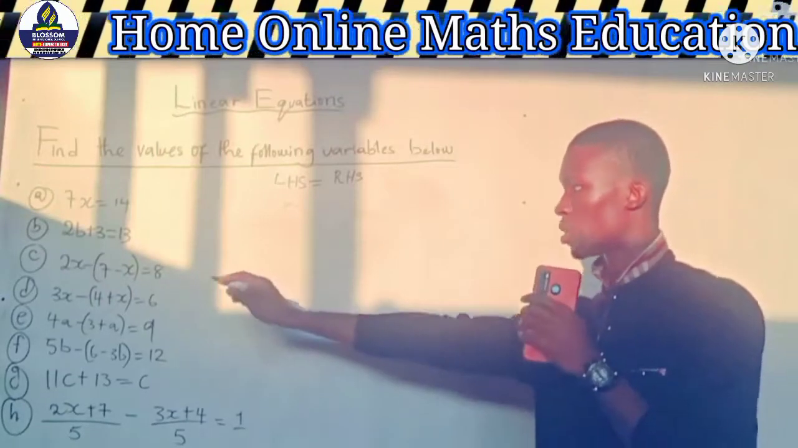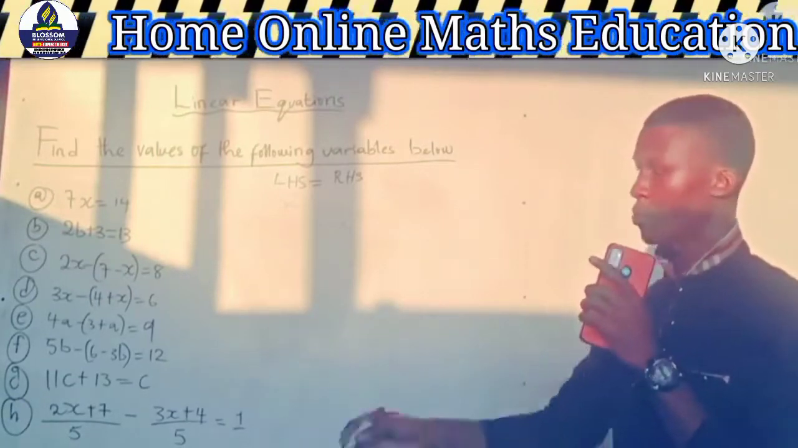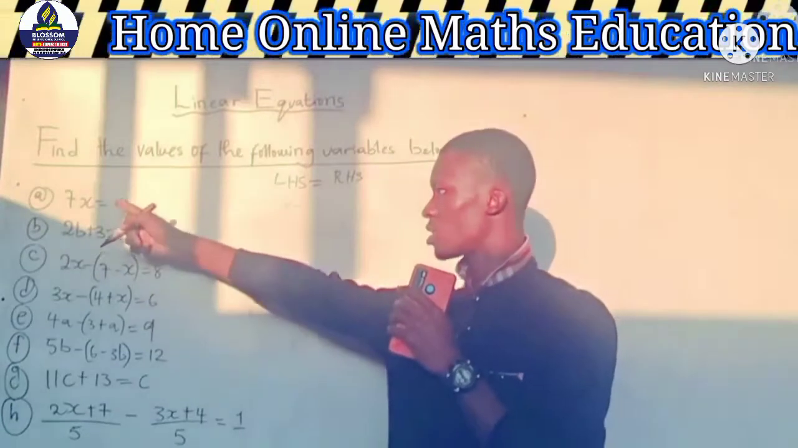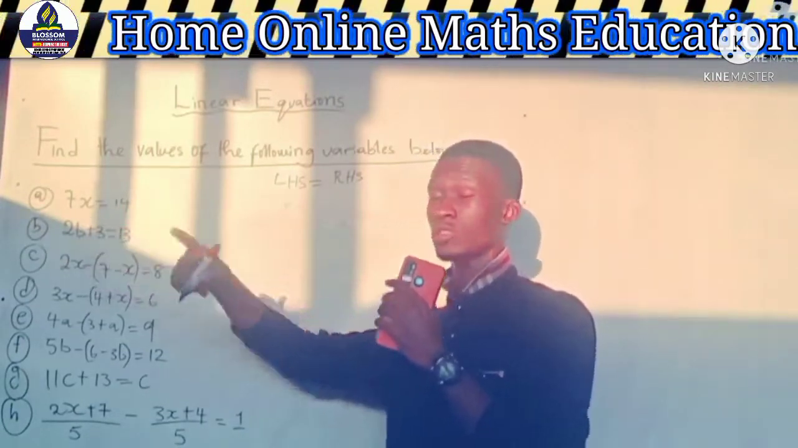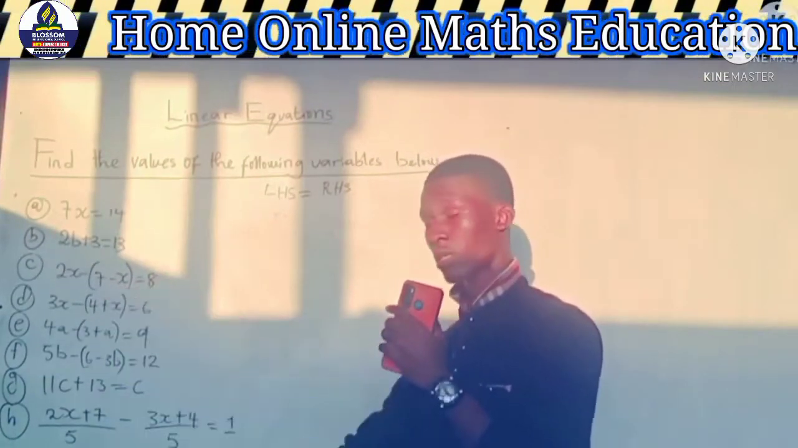But now in this case, we are not going to group like terms. Why? Because a bracket is involved. In the first question, there is no bracket. The second question, no bracket. But in this case, there is a bracket here.